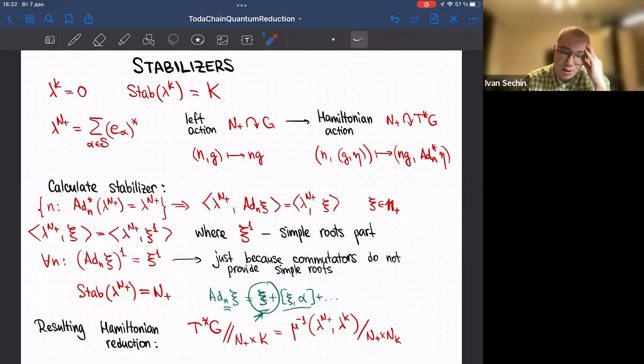Well, and now we have the stabilizer here, of course, K, and our reduced phase space.